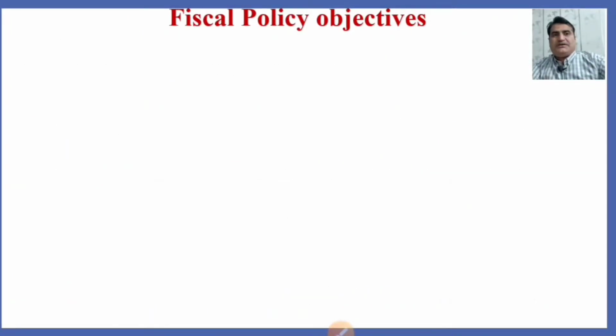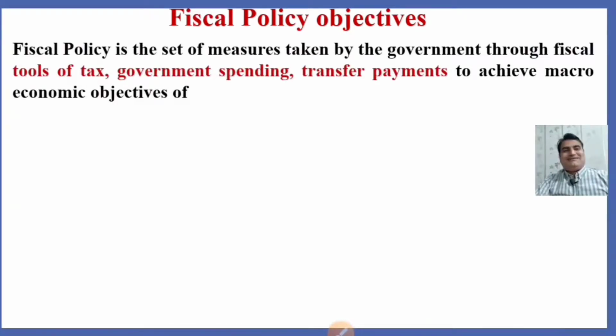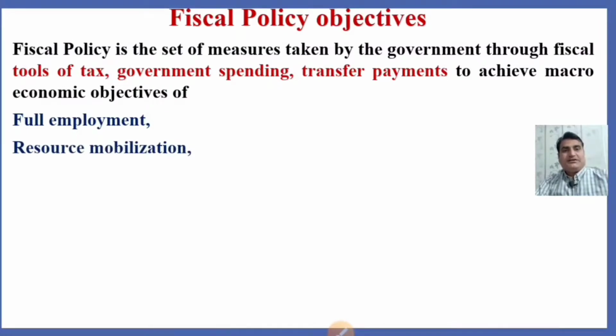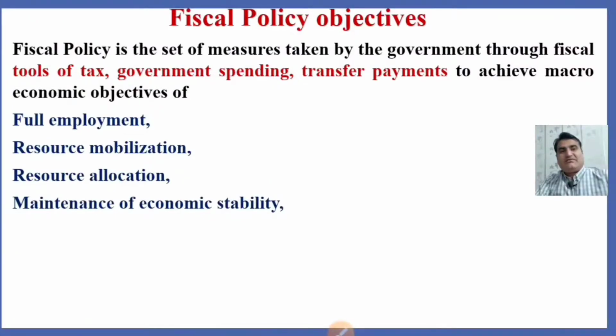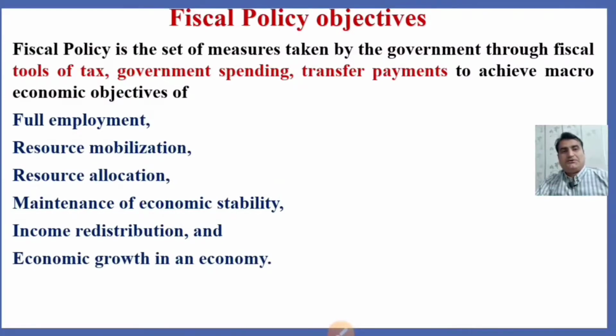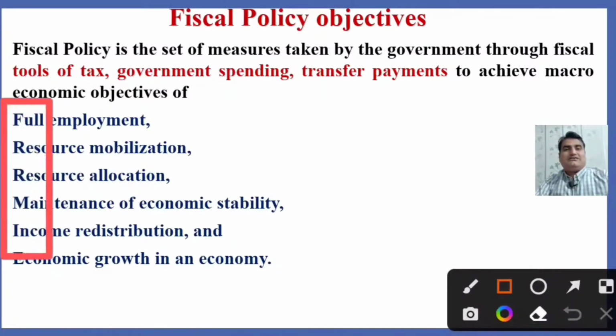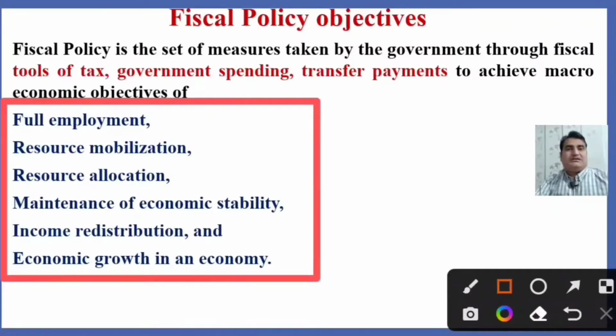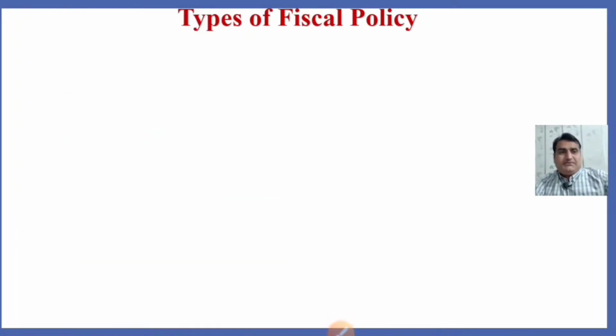What are the objectives of fiscal policy? Fiscal policy is the set of measures taken by the government through fiscal tools of tax, government spending and transfer payments to achieve the macroeconomic objectives of full employment, resource mobilization, resource allocation, maintenance of economic stability, income redistribution and economic growth in the economy. This is the list of objectives of fiscal policy which the government achieves by running the fiscal policy.